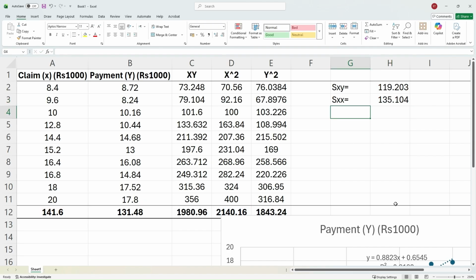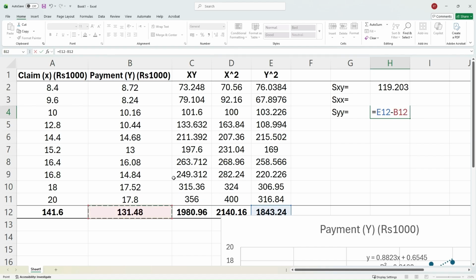So this is done. I also need the sum of squares of y, which is the sum of y squared minus the sum of y, squared, divided by 10. Here we go.